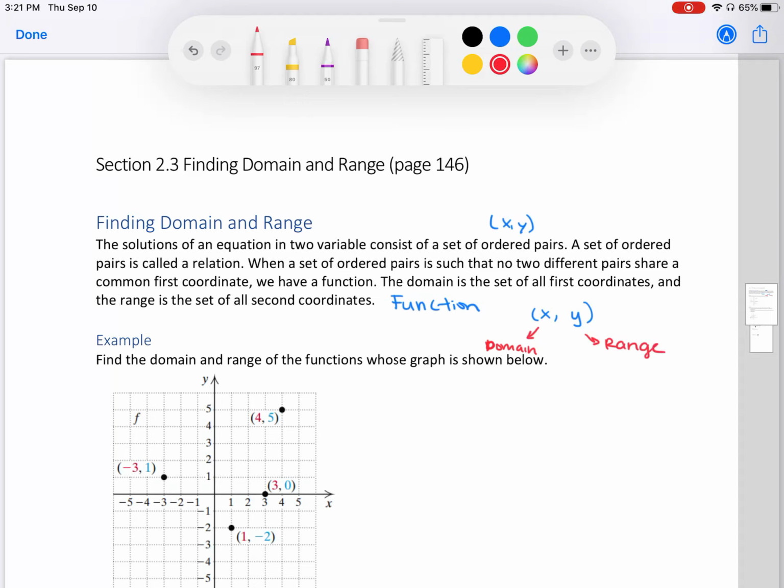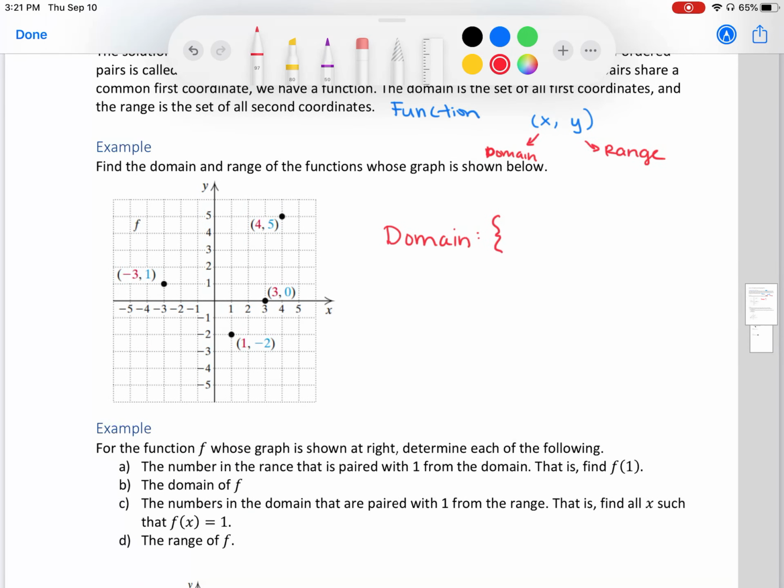So let's take a look at this first example. Find the domain and range of the function whose graph is shown below. So let's take a moment to write down our domain and our range. Let's write the set that makes up our domain. Our domain, we said, is the x of our point x comma y. So let's point out our x's. We have -3, 1, 3, and 4. So our domain would be -3, 1, 3, and 4.